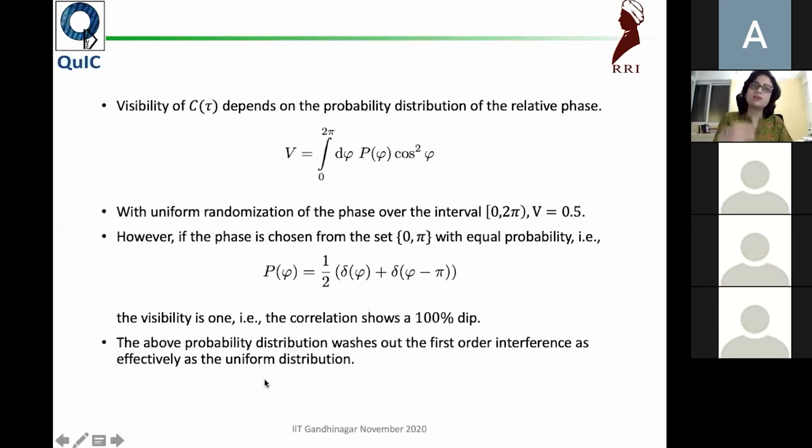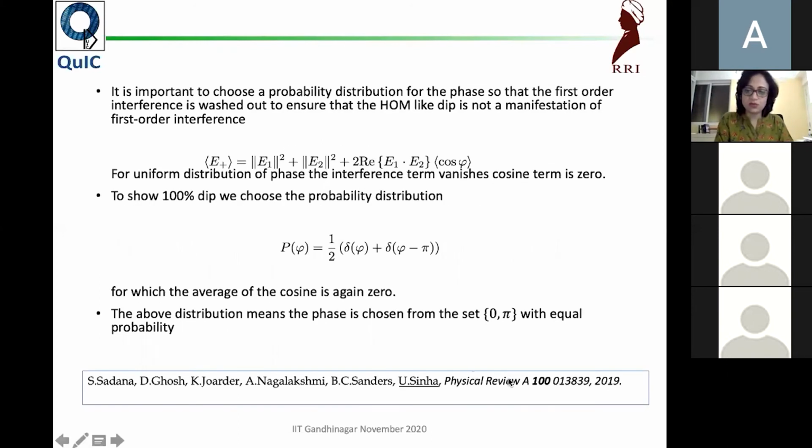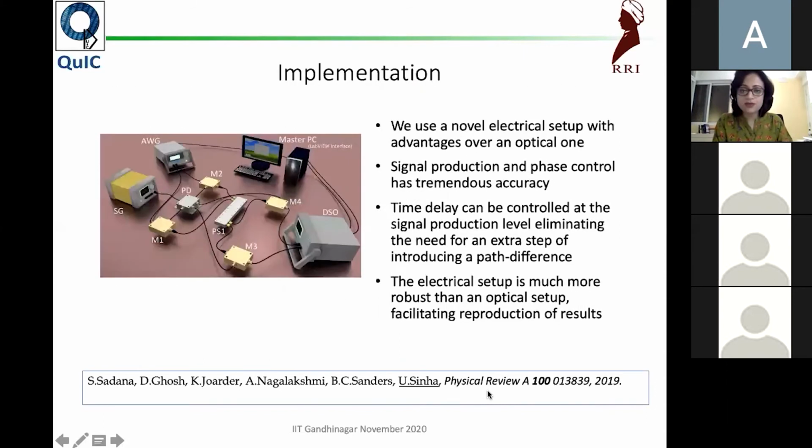And this is very interesting because it raises questions about the applicability of the Hong-Ou-Mandel effect in all these applications that we talked about, whether that is foolproof or whether something else needs to be done and so on. And so this is what we went on to show in this paper here. And we did a completely electrical experiment. So this was not an optical experiment, this was an electrical experiment. And we did that for several reasons, which I won't get into now.